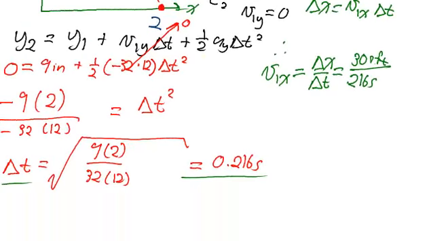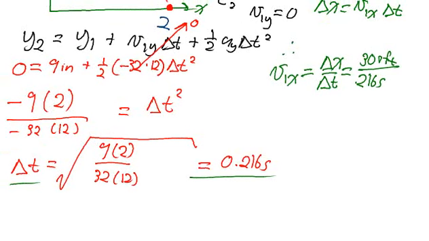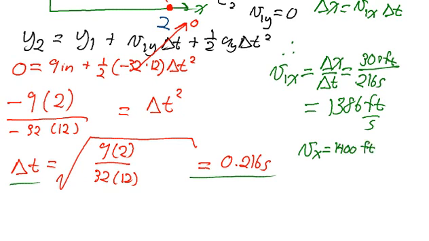Times 300 equals 1,386 feet per second. That's probably too many significant digits in this problem, so maybe we should round it to 2. So we'll keep that as 1,400 feet per second. And that is a very large velocity, but it's a reasonable muzzle velocity for a bullet.